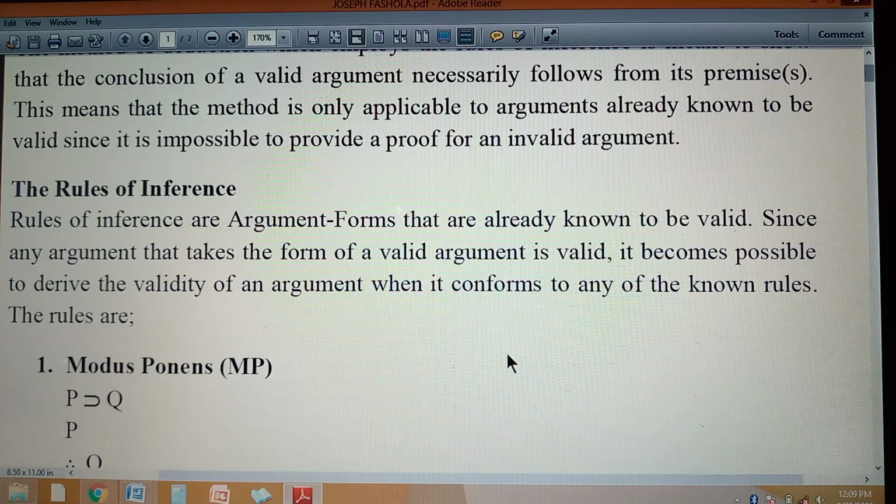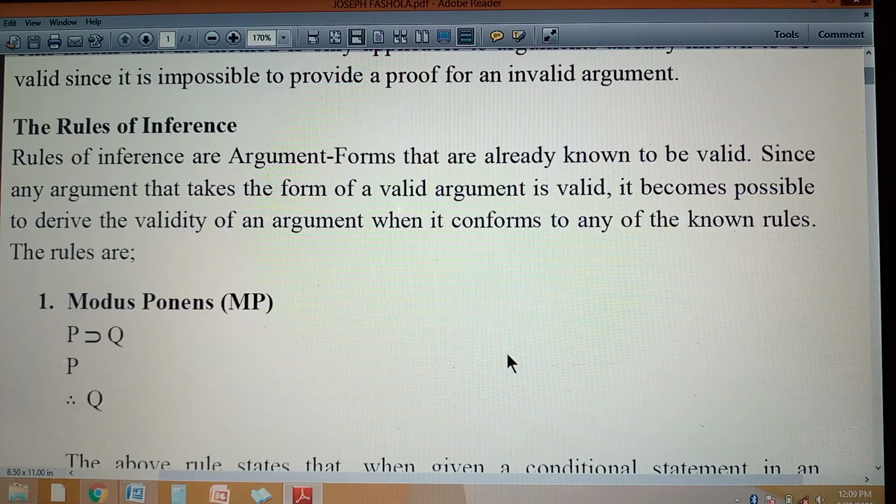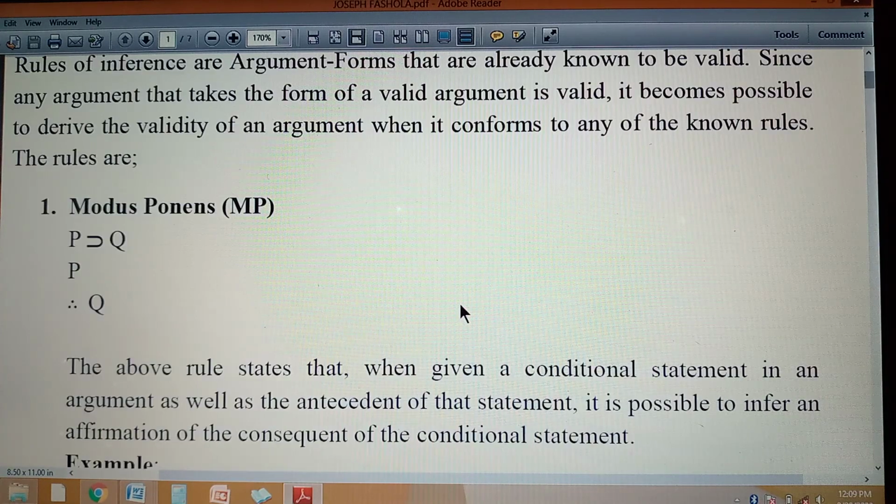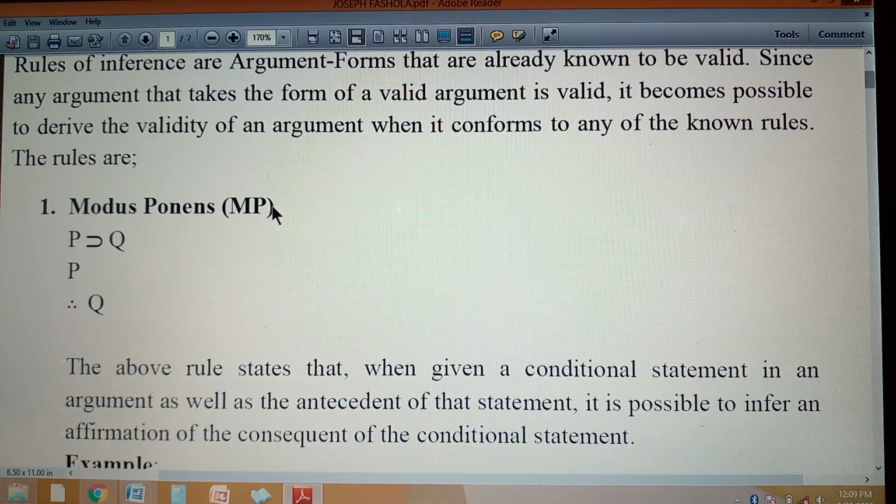These rules, we are going to be looking at 9 of them. The first one is modus ponens, abbreviated as MP, because when we begin to provide proof for arguments, we'll be using the abbreviations, not the full names. Where you see MP, you know we are talking about modus ponens.